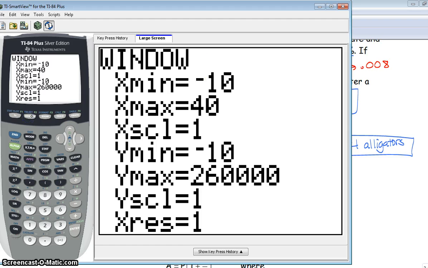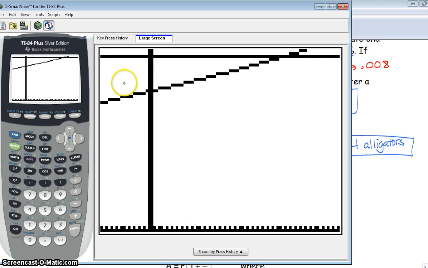We go to window. That means we have to go above 250,000, so I went to 260,000. For my x's, I just assumed that it was going to be more than 10 months, so I changed it and guessed 40. You're going to kind of have to guess and check on this. See if you find the intersection point. If not, go bigger. So we hit graph.